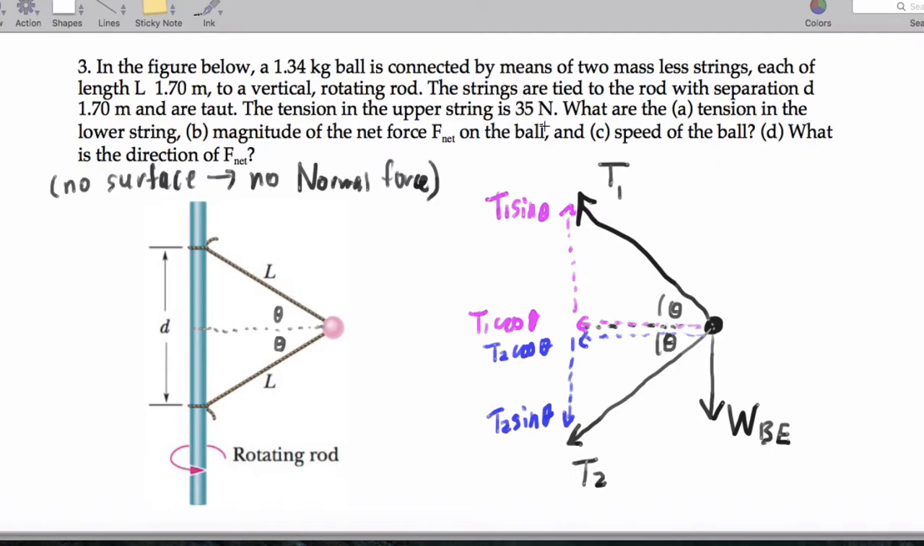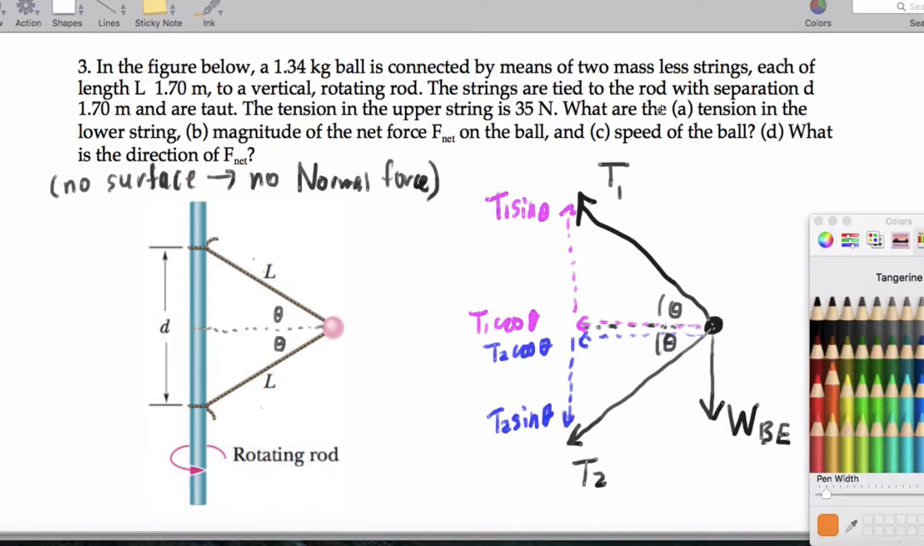Now we can go ahead and actually read the question. So we've got this 1.34 kilogram ball. Each rope is 1.7, so these are the same length. And then the separation distance is also 1.7. So check this out. This distance here, when I read the question, it says d is 1.7 meters. That tells me this here is L over 2, and this is L over 2. And so I actually conclude that this is a 30, 60, 90 triangle.